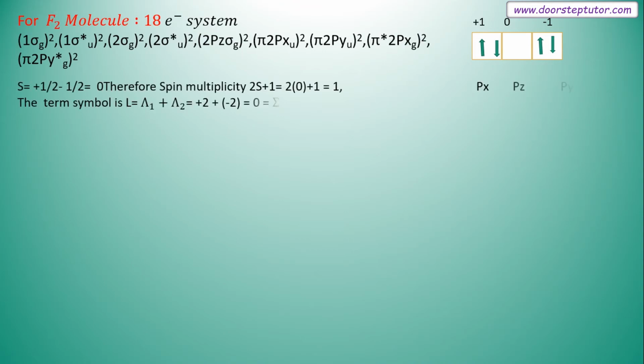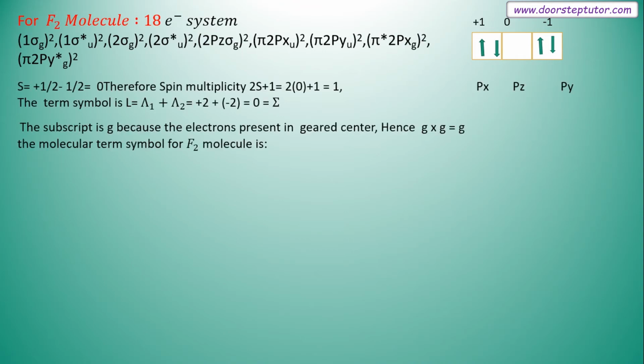move to the next example, that is the F2 molecule. It is an 18 electron system. Compared to the oxygen molecule, we are adding one electron to the outer shell, one electron to the π*x and one electron to the π*y only. So here the two orbitals are paired up, student. Therefore the spin is plus half minus half, so the S value is 0, and therefore the spin multiplicity value is 1.